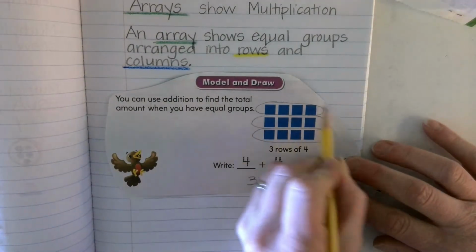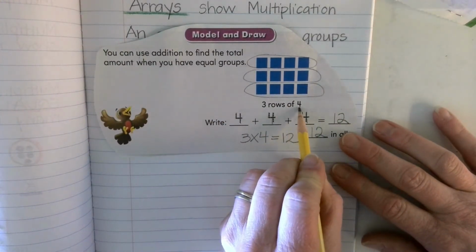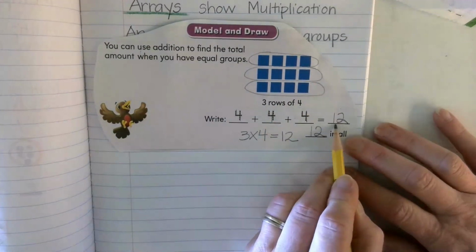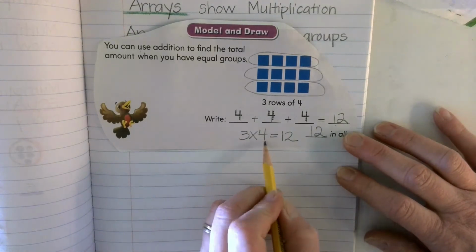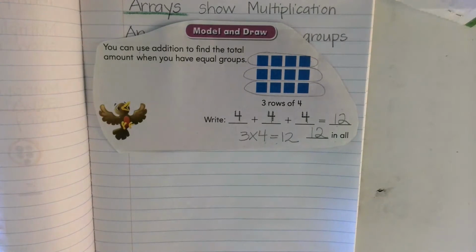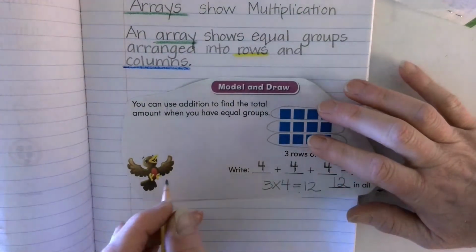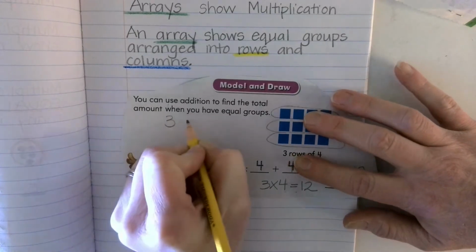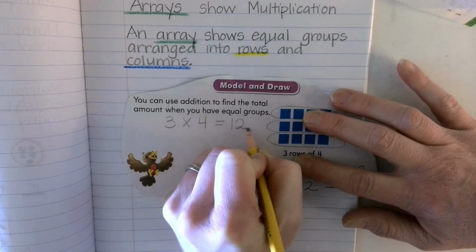So we've circled our rows. So here we have 3 rows of 4. Or we have 4 plus 4 plus 4 is 12. So we have 12 in all. 3 times 4 is 12. Now up here above our bird, we're going to write 3. We're going to write it again. 3 times 4 equals 12.